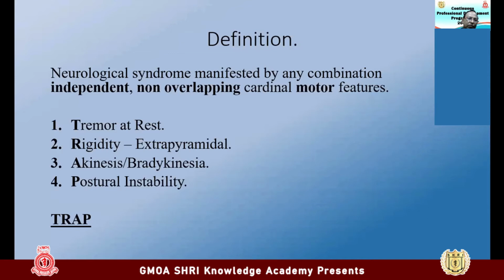The second feature is what we call rigidity. Rigidity doesn't mean spasticity, it's a totally different thing. Rigidity is, as you know, when you move around the joint passively, you can feel some resistance, that is called rigidity. This is extrapyramidal, or what we call cogwheel rigidity.